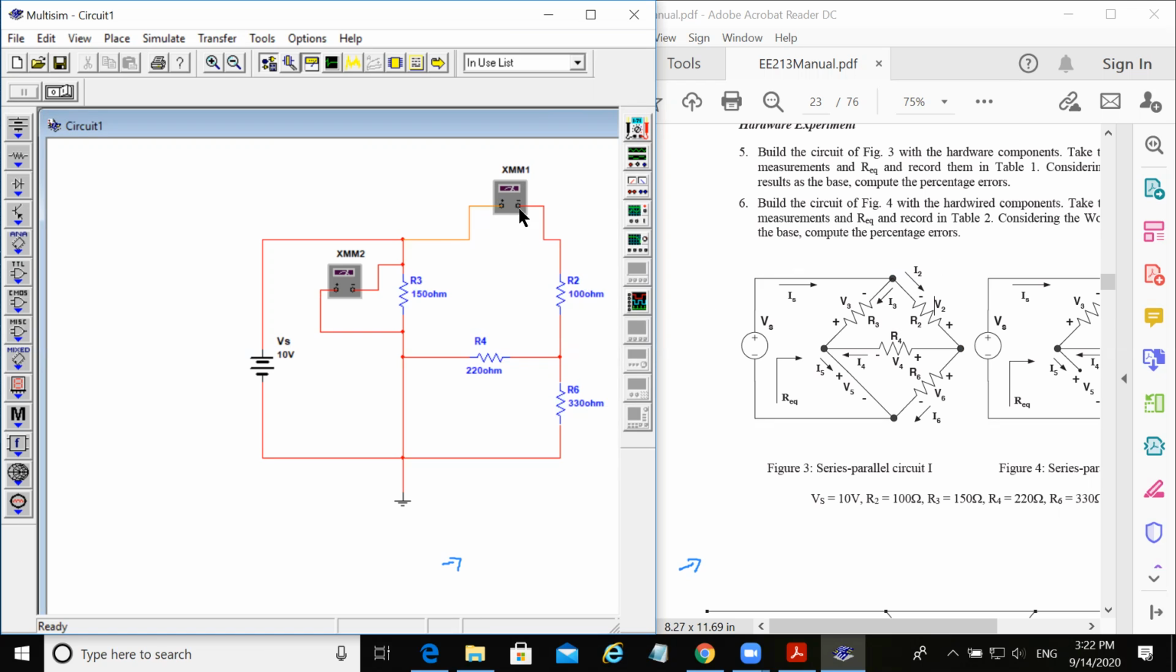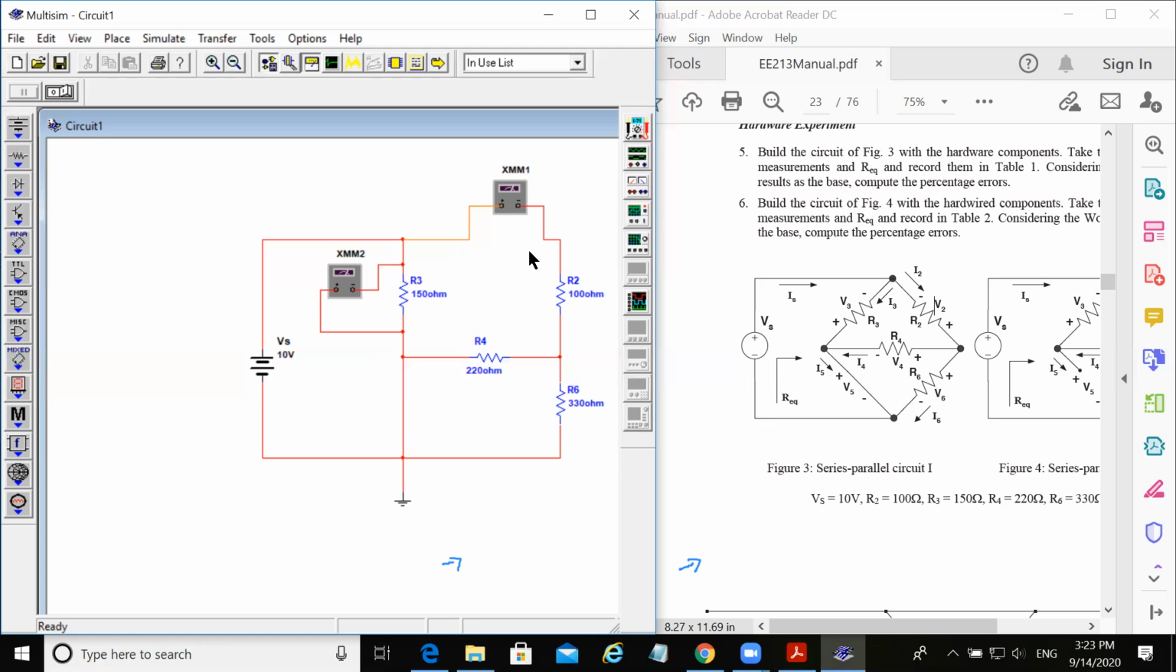The direction in which it is connected shows that I am measuring the current flowing from left to right, because the positive terminal is connected on the left-hand side and the negative terminal on the right-hand side. This means I'm measuring the current flowing from left to right, which is indeed the current that I am supposed to find from the manual. Okay guys, so this is about the current I2.